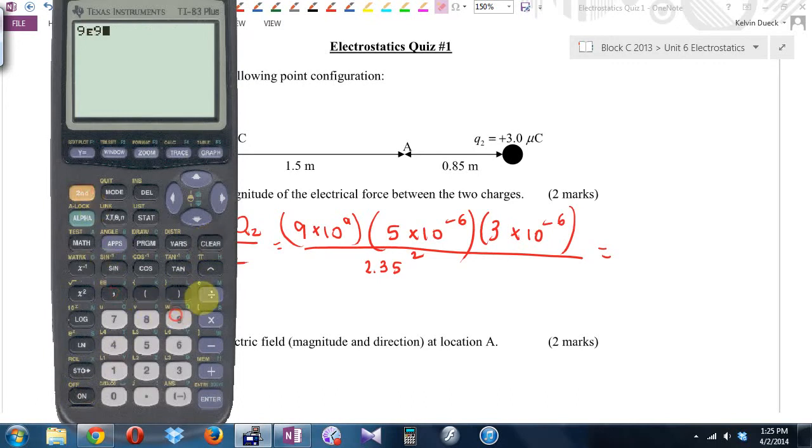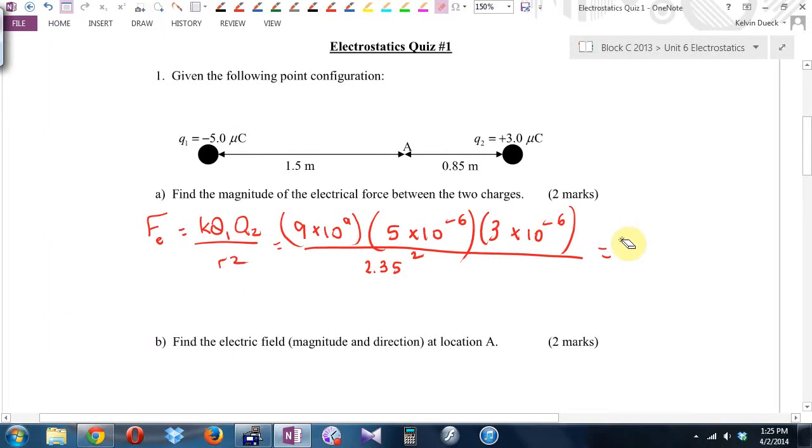9 times 10 to the 9th, 5 times 10 to the negative 6, 3 times 10 to the negative 6 divided by 2.35 squared. Did I type this right? Yes. Do you get an electric force of 0.024, 2.4 times 10 to the negative 2? Direction, it didn't ask for it, but by the way, direction, attract or repel?